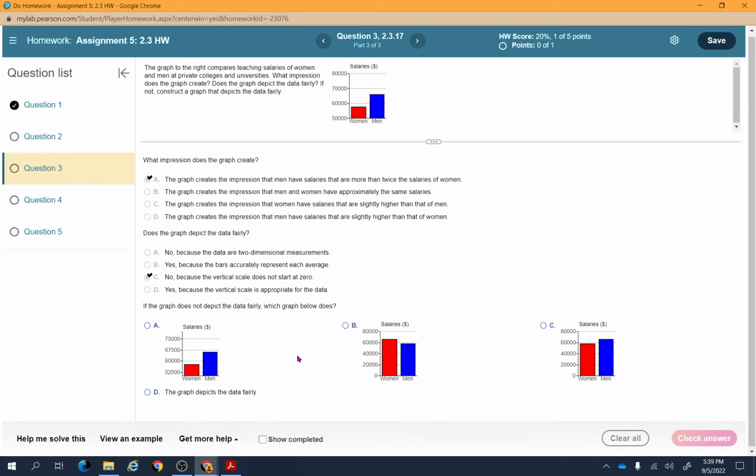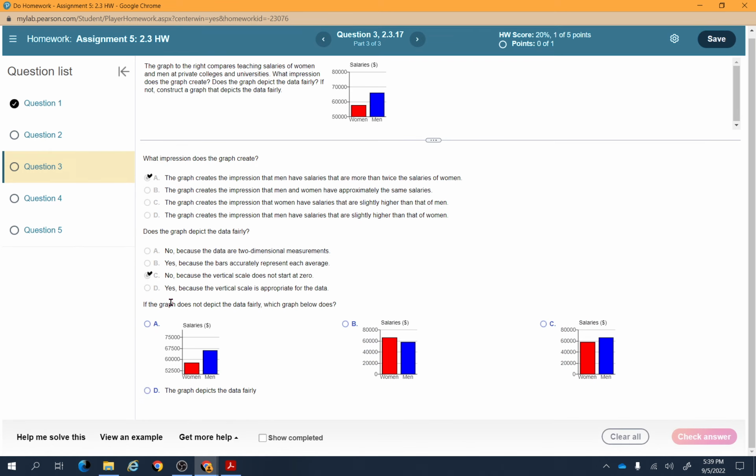Let's go to the next one. If the graph does not depict the data fairly, which graph does? So now instead of starting at 50,000, if you start at 0, you can see that for the women, it should go up to 50, but this is not the right one. So this one is the right one.